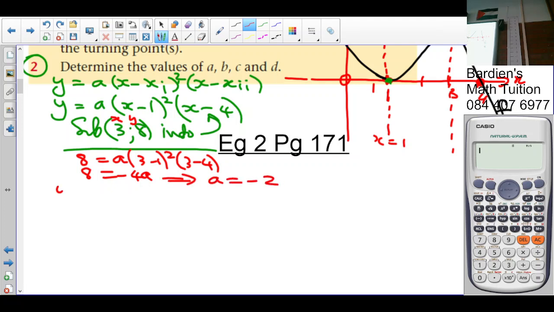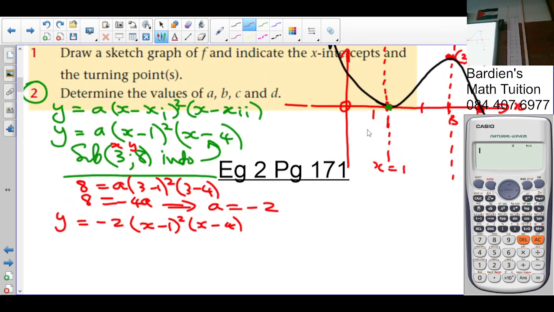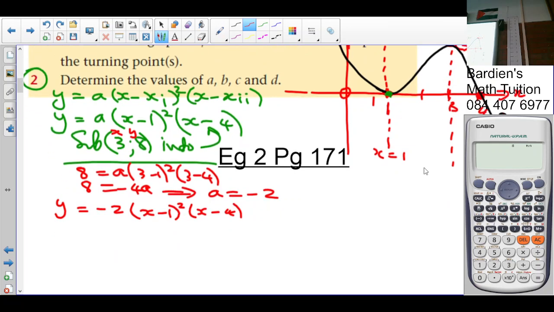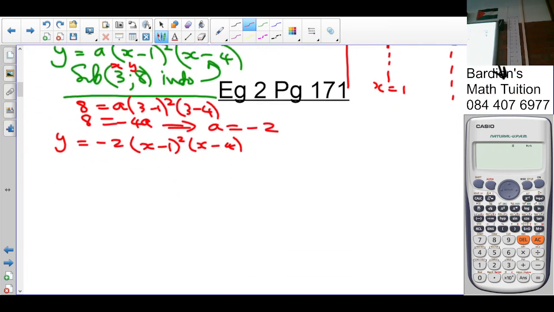My equation now reads y is equal to negative 2 into x minus 1 squared into x minus 4. And as you can see here, the a value is negative. So what do you notice about this graph? First goes down, then up. Can you see that? So I'm just going to tidy this up a bit. So it's negative 2 into the binomial square gives you x squared. Let's write that x minus 4 first, and then left with x squared minus 2x plus 1.